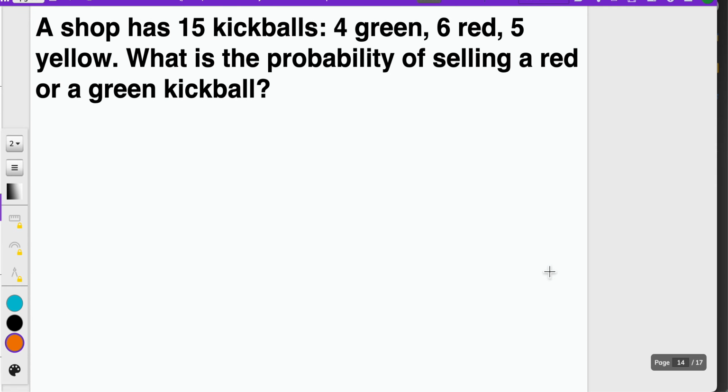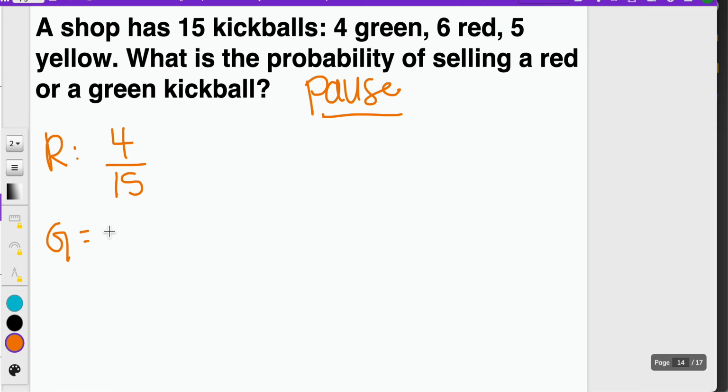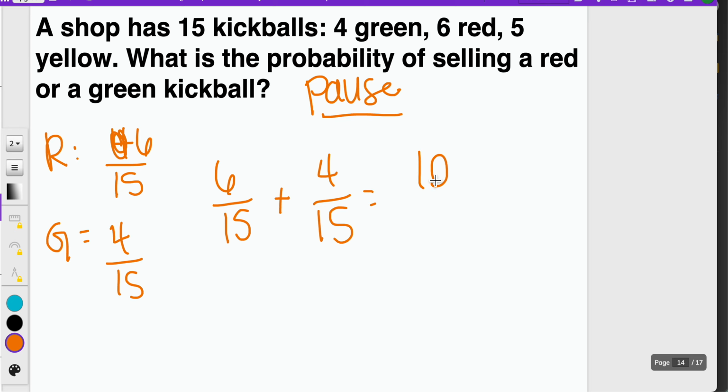Next up, a shop has 15 kickballs, 4 green, 6 red, and 5 yellow. What's the probability of selling red or green? Go ahead and pause the video on your own and try this one. When you're ready to check, click play. So red is, sorry, red is 6 out of 15, my bad. And then green is 4 out of 15. So I'm going to add 6/15 plus 4/15. I will get 10/15, and then I simplify that by 5. I'm going to get 2/3.